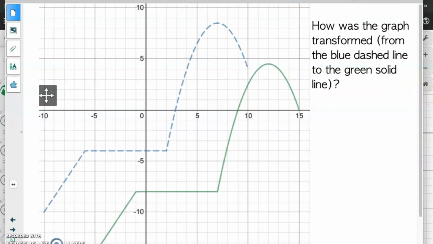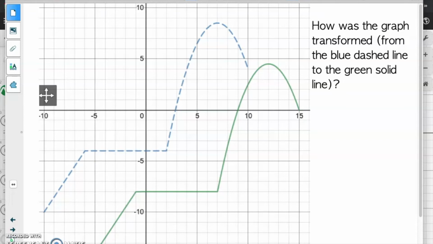Let's consider another example. This time, I have just taken a screenshot of a transformation that I've created by moving just the sliders H and K in the Desmos file. And the question is, how was the graph transformed, specifically from the blue dashed line to obtain the green solid line? Do you see that it's been moved down and right?